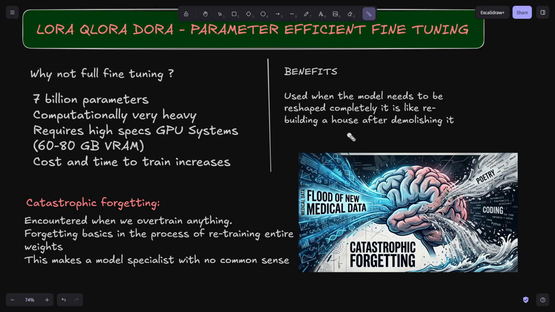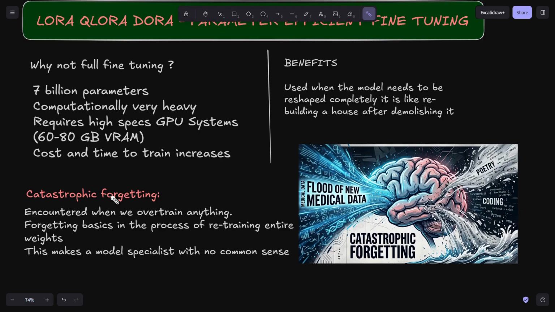There's another demerit of doing full fine tuning. It is called catastrophic forgetting. Whenever we completely retrain anything, there can be a condition wherein the previously learned data just flows out of your brain. It happens to us also. Let's say this brain, the LLM, is given new data which is completely medical data. While retraining, it will forget things like coding or niche poetry which it used to do earlier. This will make your model a specialist in medical data but with no common sense.